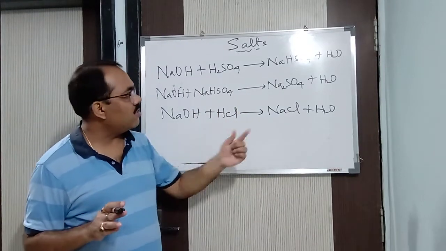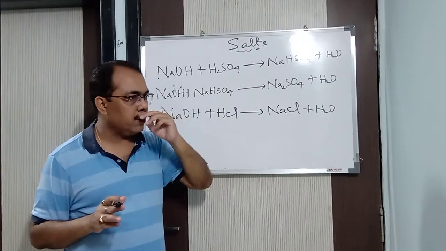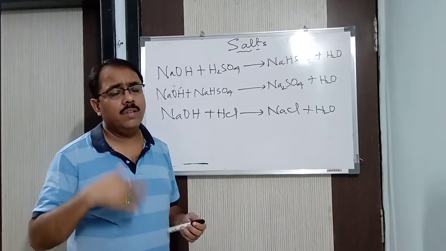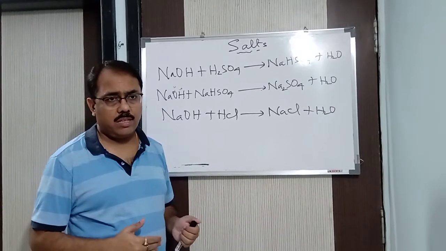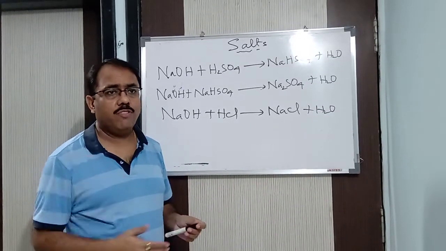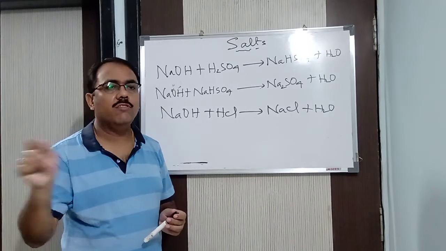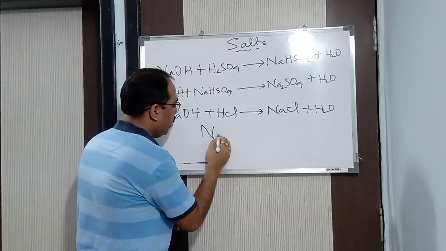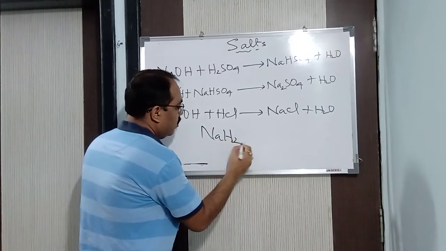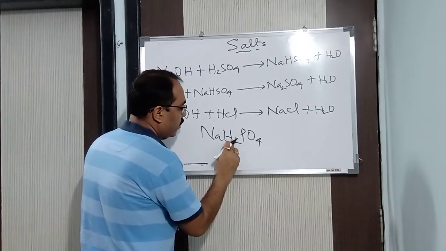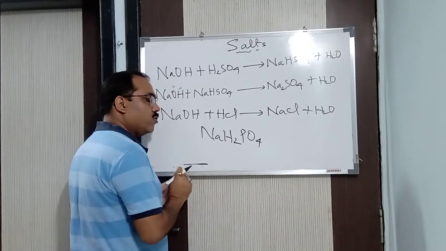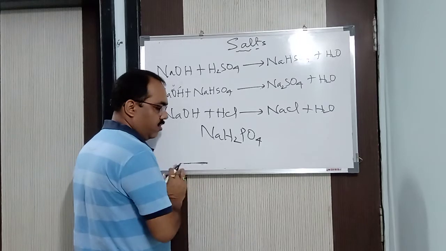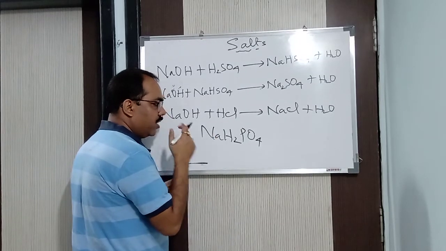Got it? An acid salt can be sodium bisulfate, sodium bicarbonate, potassium bicarbonate, or sodium biphosphate, or sodium dihydrogen phosphate like NaH2PO4. Clear? NaH2PO4, sodium dihydrogen phosphate. If I write NaHPO4, that is sodium monohydrogen phosphate or sodium biphosphate.